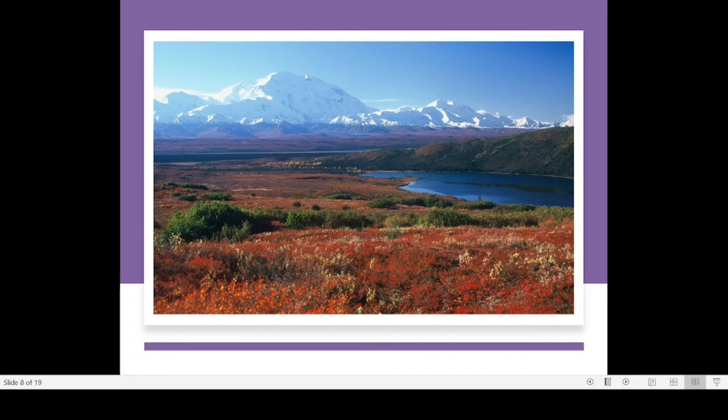But there are many smaller plants which have a shorter life cycle, and these smaller plants will be able to survive easily in the case of this tundra region. So these are some of the features of the tundra region.